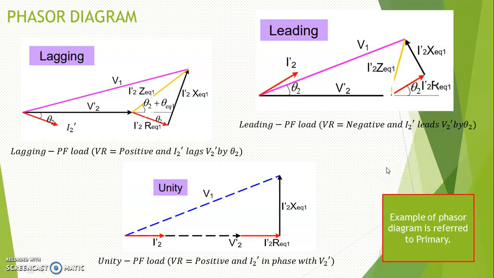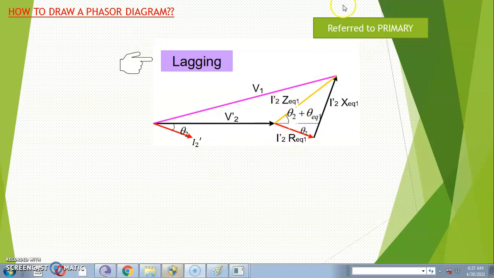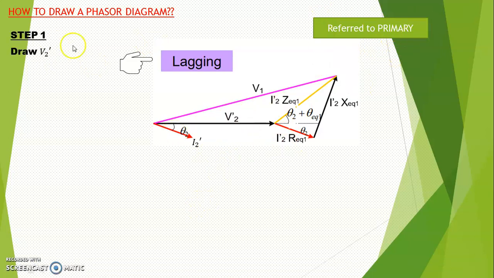In the next slide, we are going to see step by step how to draw the Phasor diagram. Now in this slide, we will see how to draw a Phasor diagram for a lagging condition. Again, the transformer circuit will be referred to the primary side. Step number 1, first of all, you need to draw the V2 prime. Usually the V2 prime, we assume it has a zero phase. So you draw the V2 prime.